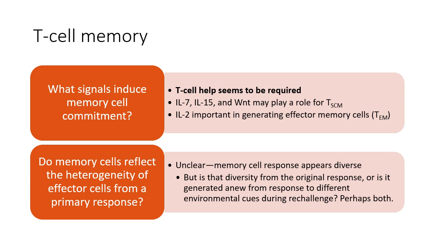Another one of the major questions that remain is whether the memory cells reflect the heterogeneity of effector cells from a primary response. So do we actually see all of those T helper subsets reflected in the memory cell pool? And the answer is unclear. The memory cell response appears to be diverse, but we've had trouble picking that apart too. People are still working on that. We're not sure if the diversity that we see is from the original response or whether it's generated fresh when some of those cells get reactivated. It could be either. It could be both.